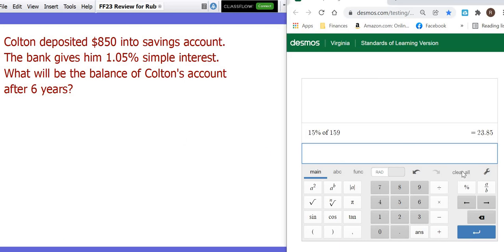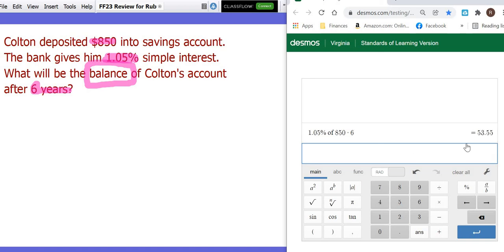And one more question here. It says Colton deposited $850 into a savings account. The bank gives him 1.05 simple interest. What will the balance, that means the whole amount, of Colton's account be after 6 years? So we're going to start with the percent, 1.05%. Then we're going to put in the money, $850, and we're going to multiply it by the number of years.